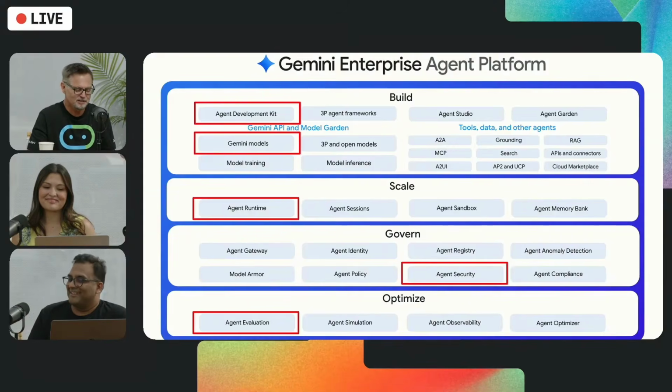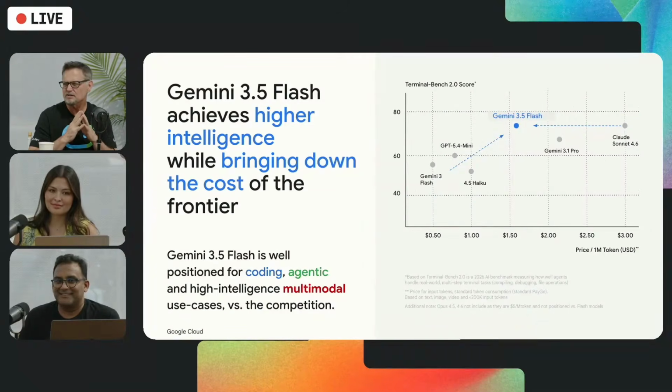All right, great. So let's move on to the meaty part of this. So let's talk Gemini 3.5. This is the big announcement that we had today. The Gemini 3.5, we say, and I'll read it here, achieves higher intelligence while bringing down the cost of the frontier.